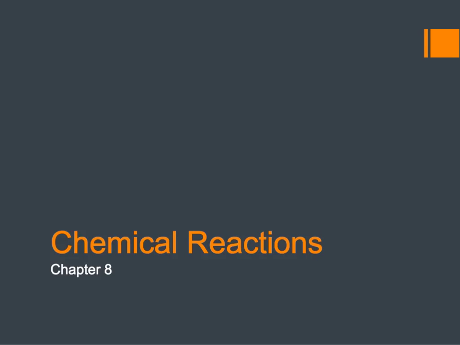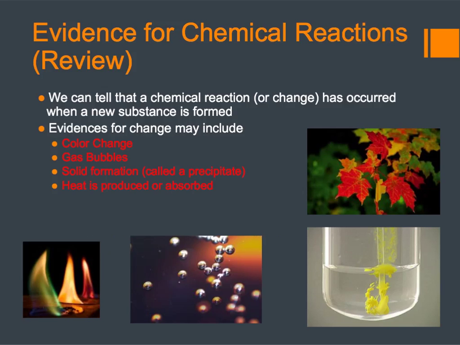This is the first lecture from the Modern Chem text, looking at Chapter 8, Chemical Reactions. You might remember from earlier on this semester, or in the last semester actually, we talked about some of the ways you can tell that a chemical reaction has occurred. So there are some indicators that we can look for, including color change. You can see down here, that's a nice example of some color change.